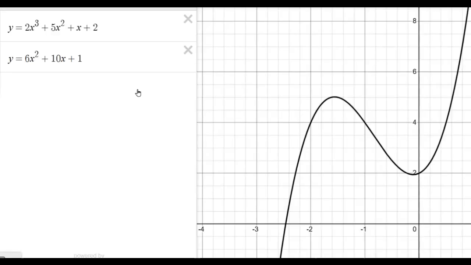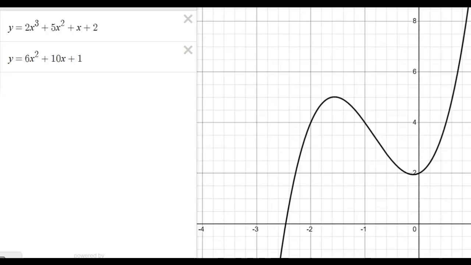Okay, here we are in Desmos, and you can see on the upper left here, I have put the original function, our cubic function, 2x to the third plus 5x squared plus x plus 2. And you can see it does this zigzag here. So the function is increasing. Tangent line slopes are positive all along here until we get to this local maximum. And then tangent line slopes are going to be negative until we get to the local minimum. And then finally, again, tangent line slopes will be positive.